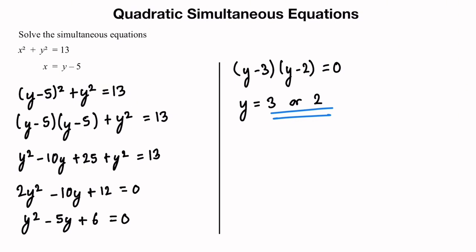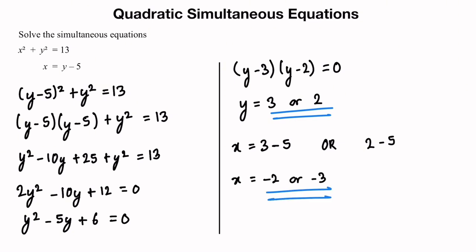Now what you want to do is sub that into that linear equation that they've given you. You can sub it into the first one, but that's so much harder, much longer. It's so much easier to just sub it into the x equals y minus 5 equation. So you want to sub in both values to get the two values of x. Once you do that, you get x equals minus 2 or minus 3.